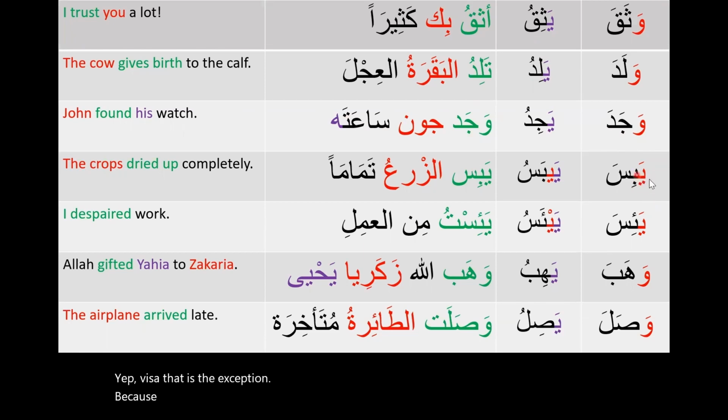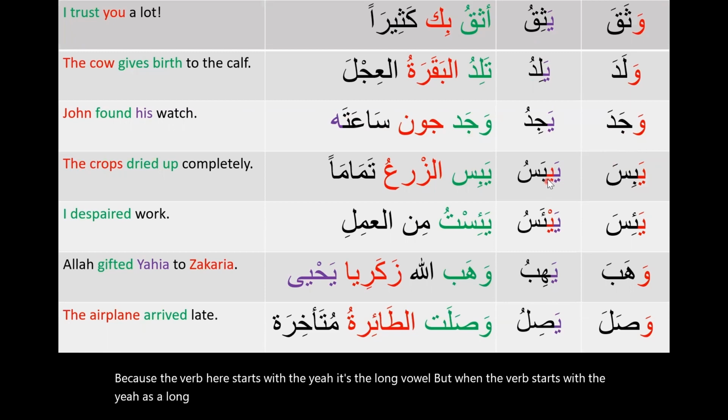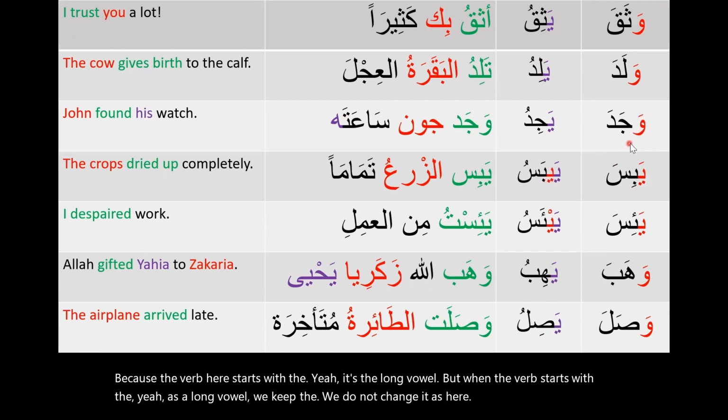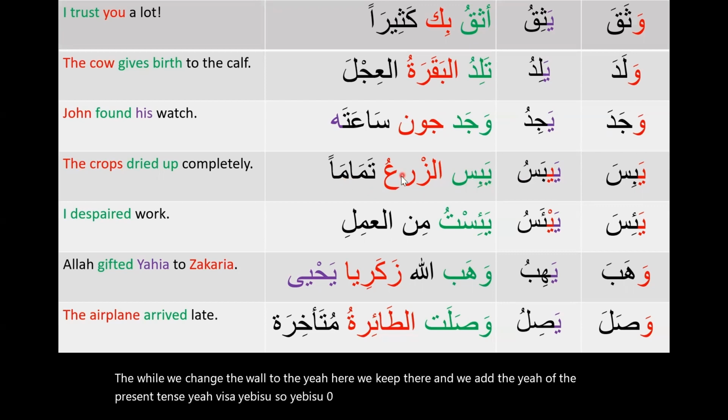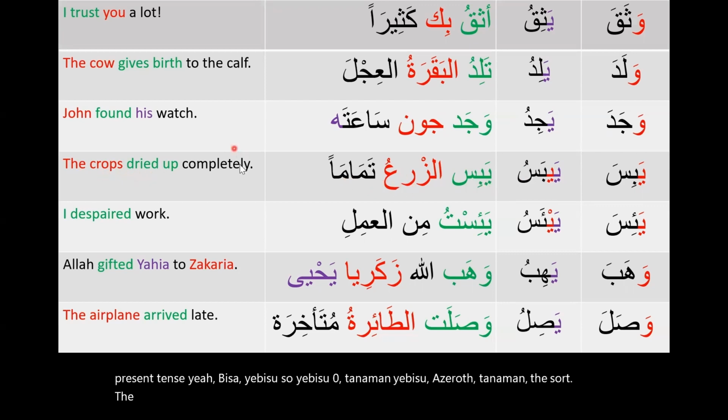يبس, that is the exception, because the verb here starts with the ya. Ya is a long vowel, but when the verb starts with the ya as a long vowel, we keep the ya. We do not change it. With the waw, we change the waw to the ya. Here, we keep the ya, and we add the ya of the present tense. يبس, ييبس. يبس الزرع تماما. The crops dried up completely.